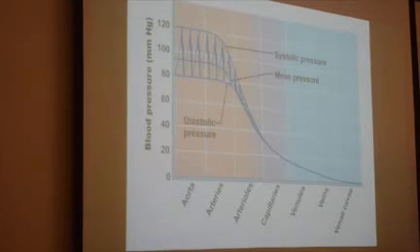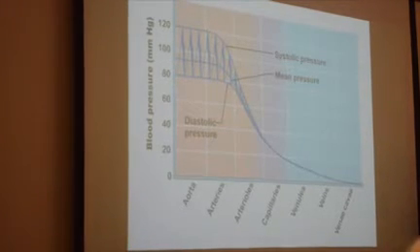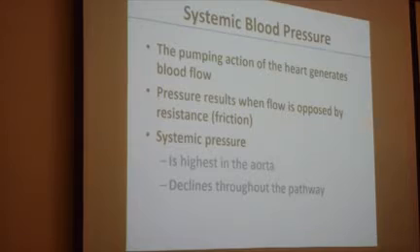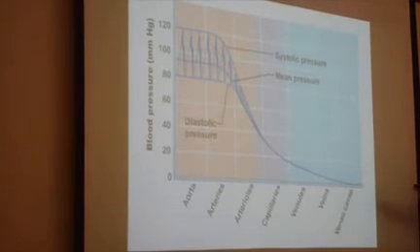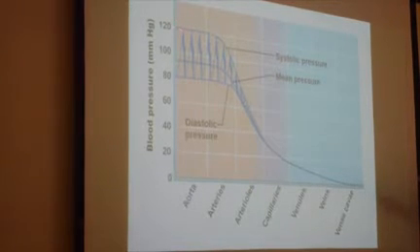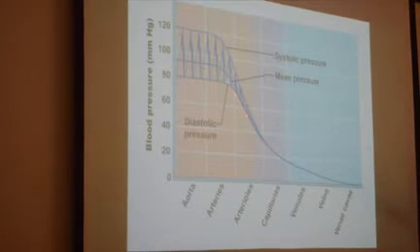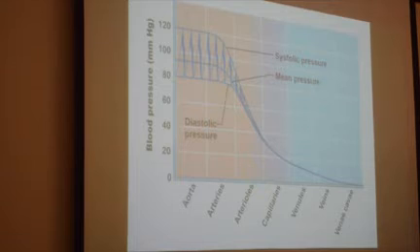Alright, so we're looking here at the different types of blood pressure. You have systemic pressure during ventricular contraction in the big arteries, the aorta and its branches; it would be around 120 millimeter mercury. Compared to during ventricular relaxation, diastolic pressure, this would be around 80 millimeter mercury.